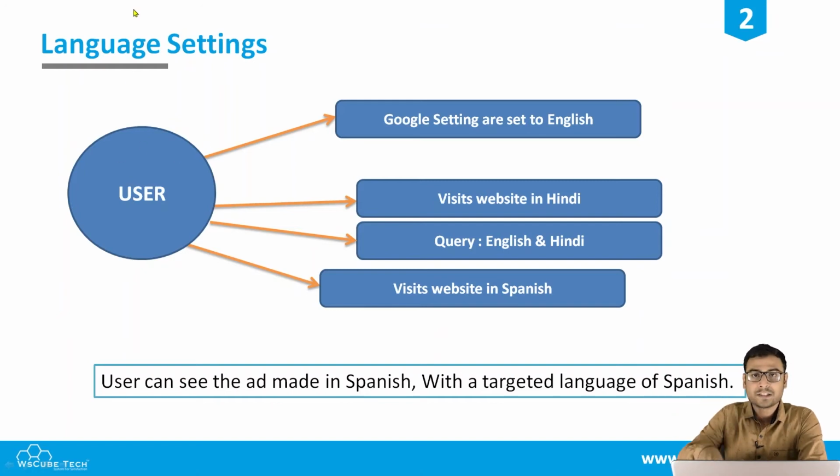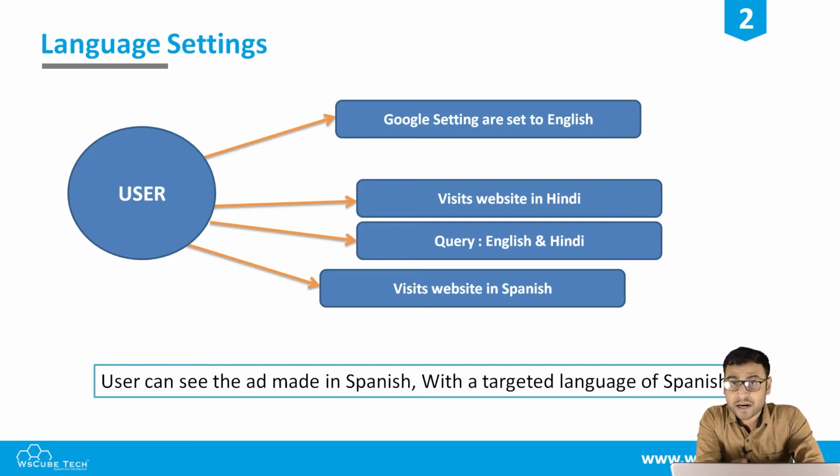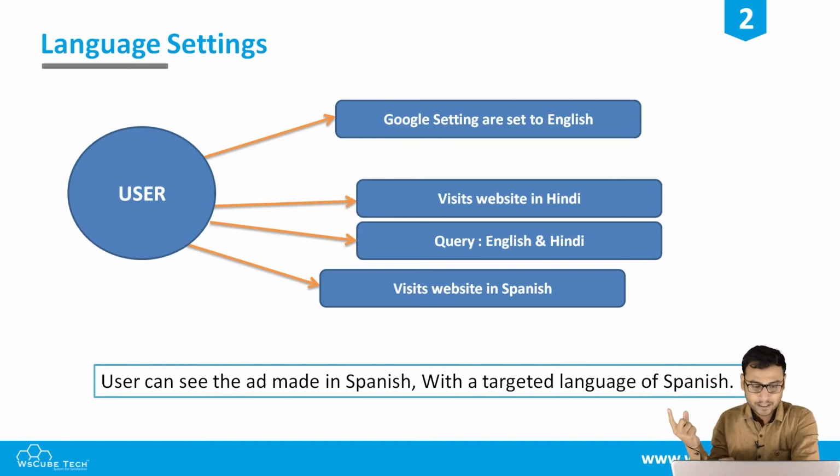Now let's assume the case. The user can see the ad made in Spanish with targeted language of Spanish. Since the user is visiting websites in Spanish, that gives Google a signal. This user has selected his Google settings to English, and he visits websites in Hindi also, but since he visits websites in Spanish also, it gives the Google system a signal that okay, this guy understands Spanish, right?